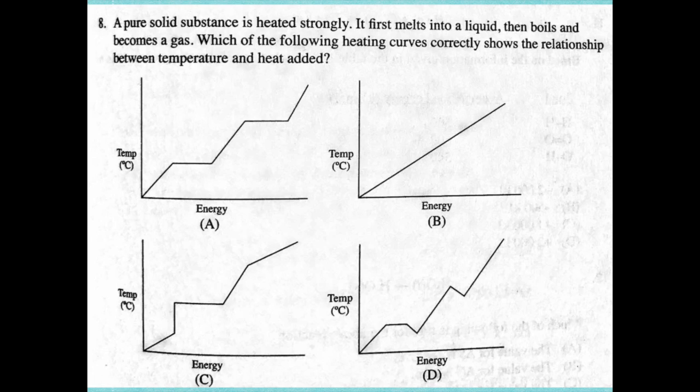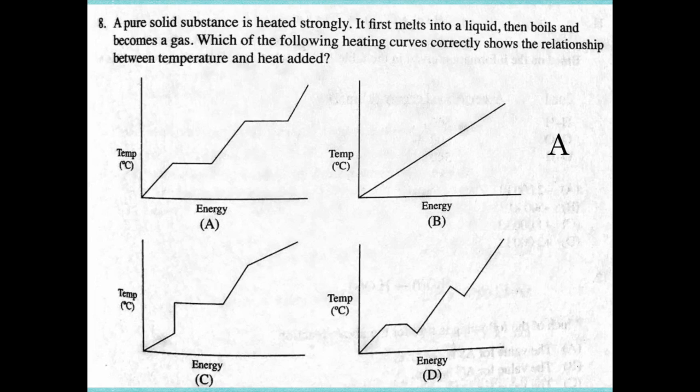In number 8, it says a pure solid substance is heated strongly. It first melts and then it boils. Which of the following heating curves correctly shows that relationship? Okay, so this is something you should have learned in first year chemistry. We haven't officially gone over it, but the answer for this is A.